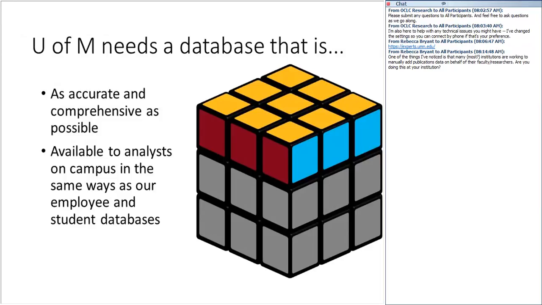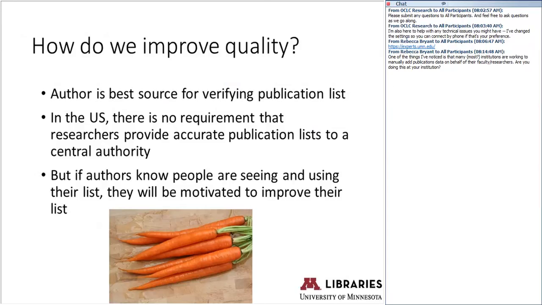So how do we make it more accurate? I've already said there is no perfect data source. Really, the author is the only person who can tell you for sure that that record you have is right and tell you for sure what is missing from it. We don't have any requirements here. We always say we have no sticks. We only have carrots for getting people to check their profiles and add information to them as needed.